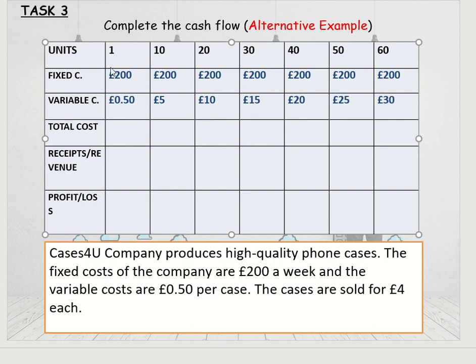The total cost is the fixed cost and the variable cost added up together. So in this case, it's only just adding up the things that are above. So it'd be £200.50, £205, £210, and so on.